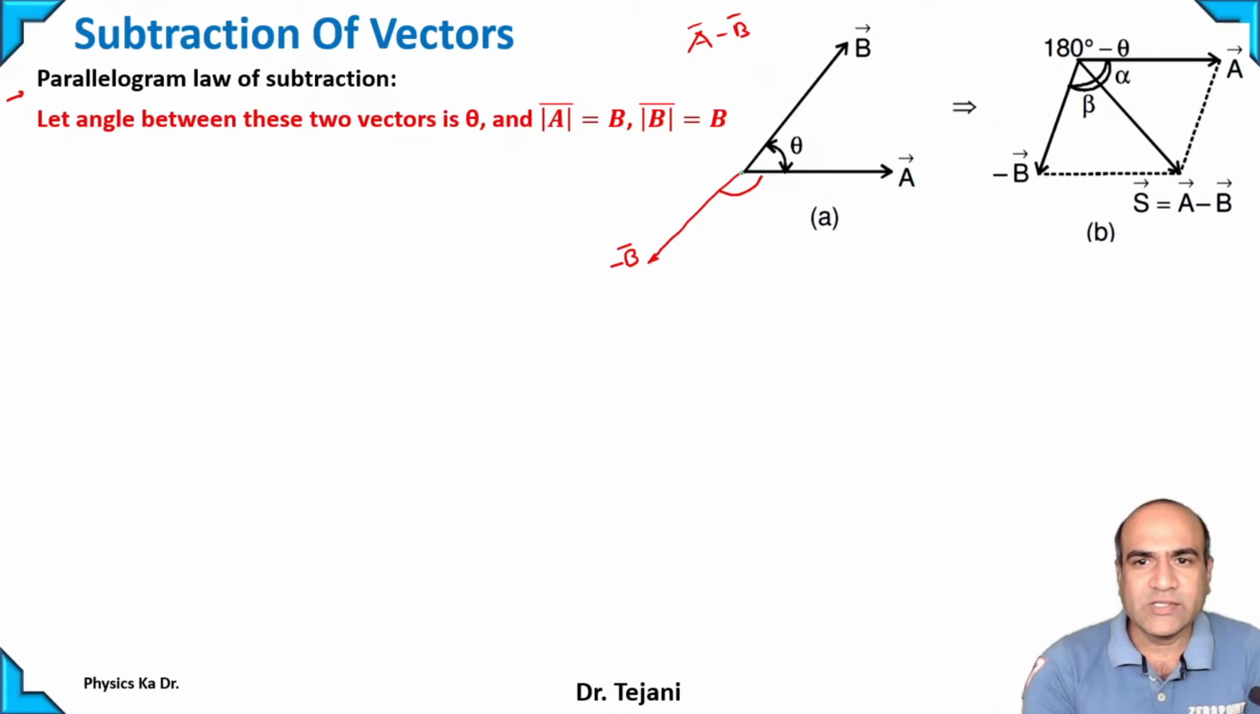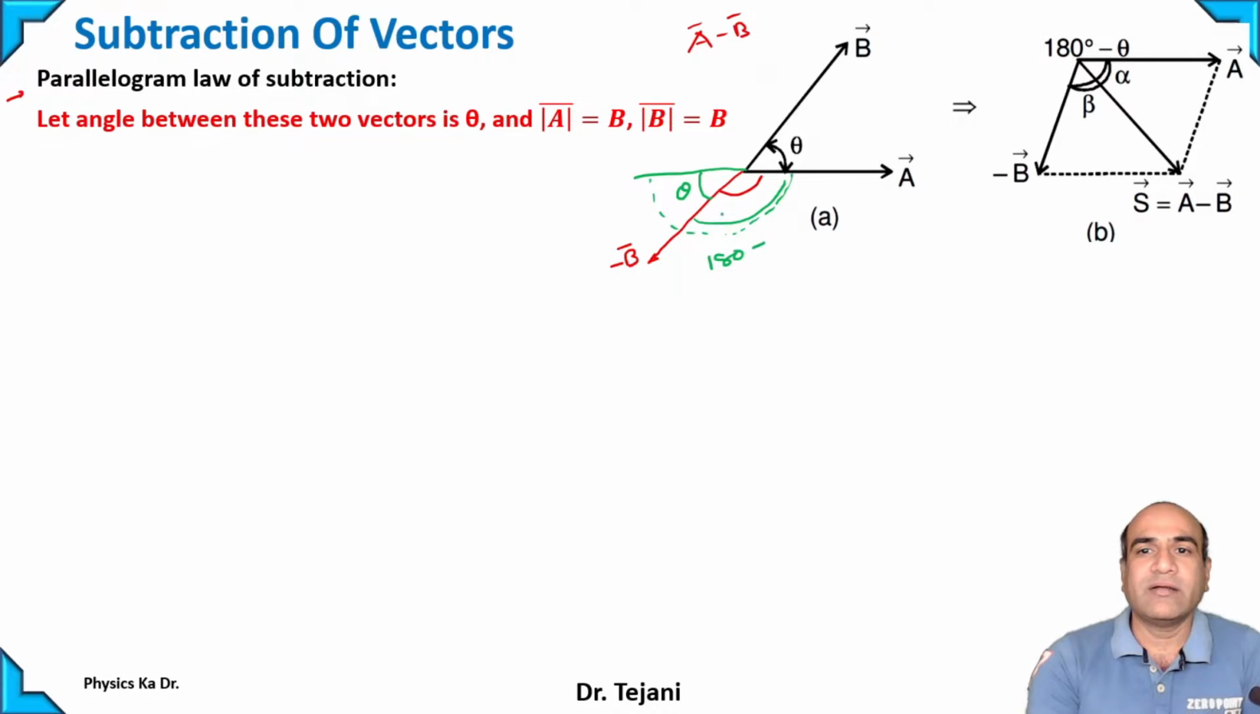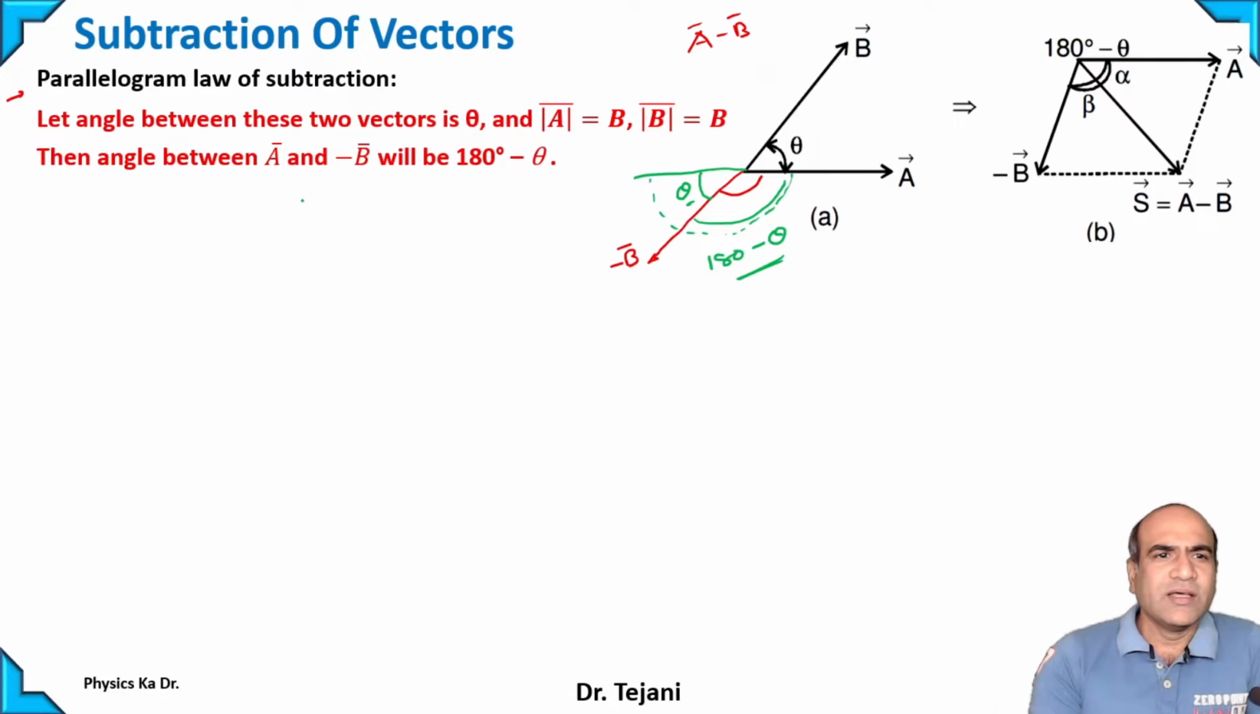We already studied so many times that opposite angles are equal, and this total angle is 180. Therefore that internal angle becomes 180 minus this theta, right? Now the problem is solved. So the angle between A bar and minus B bar will be 180 minus theta, that we already seen here.